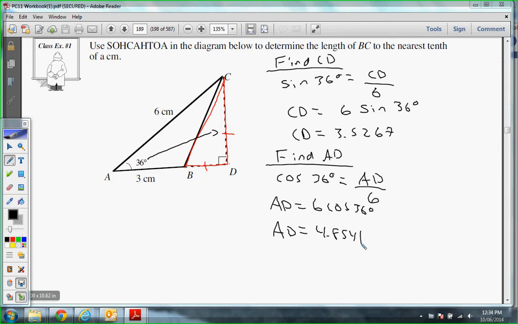Now let's do a quick subtraction. 4.8541 minus 3 is 1.8541. So that is my BD length. And then we have our CD length is 3.5267. So now I can use the Pythagorean theorem to figure out BC. I can go 3.5267 squared plus 1.8541 squared equals BC squared, my hypotenuse here.